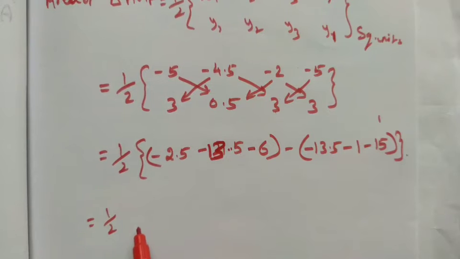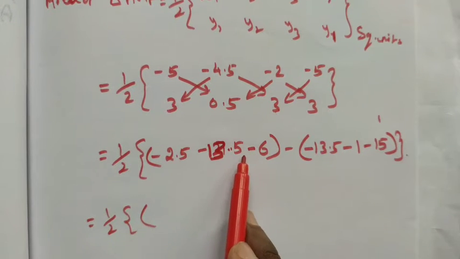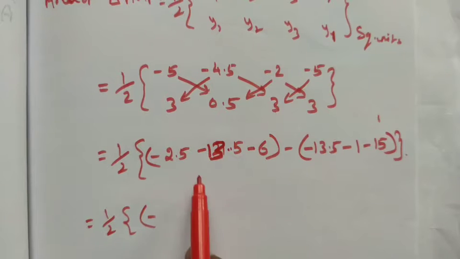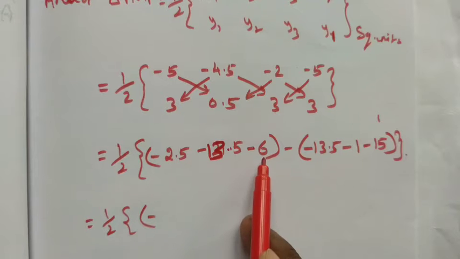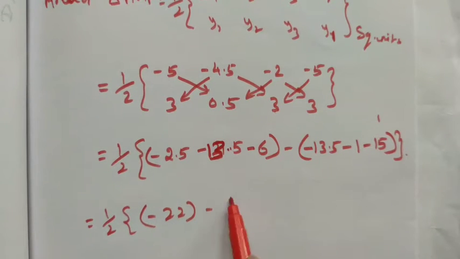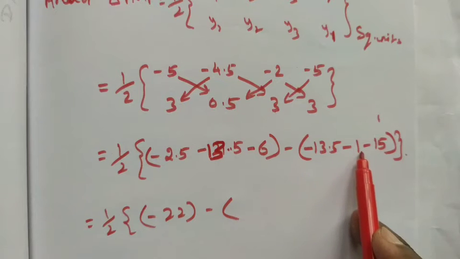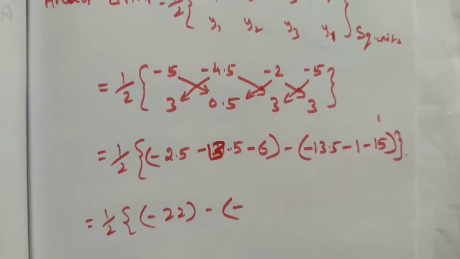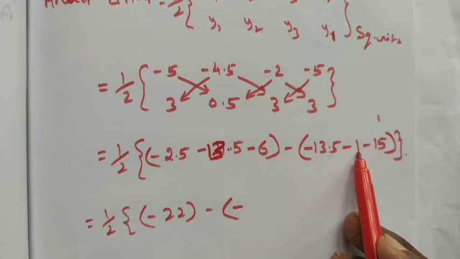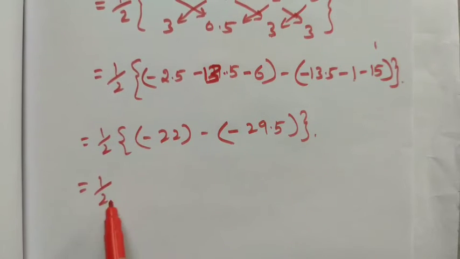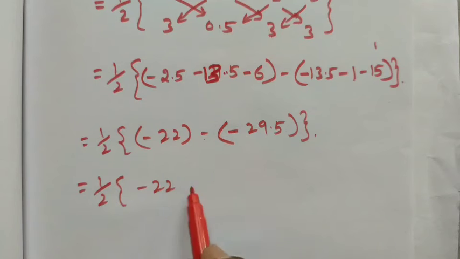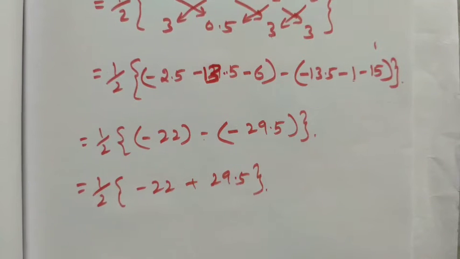Next we have to simplify this. See, each and every time I have the negative value, so minus 13.5 plus 2.5 is 16. 16 plus 6 is 22. Minus of the second term. Here 15 plus 1 is 16. Here all the terms are negative value, so put the minus symbol. 15 plus 1 is 16. 16 plus 13.5 is 29.5. Now removing the bracket here, minus 22, minus into minus plus 29.5.